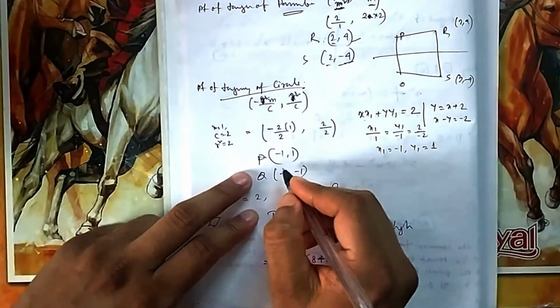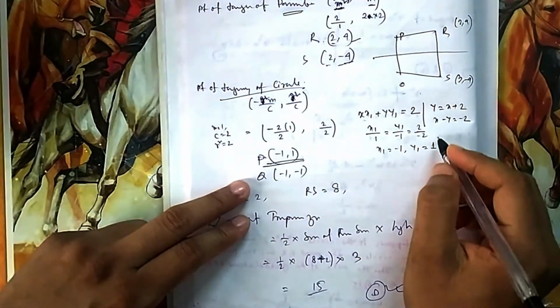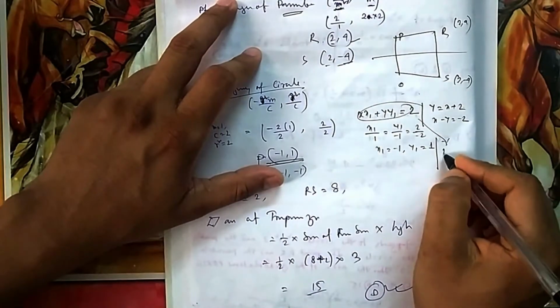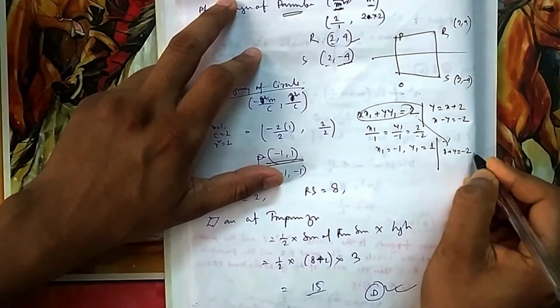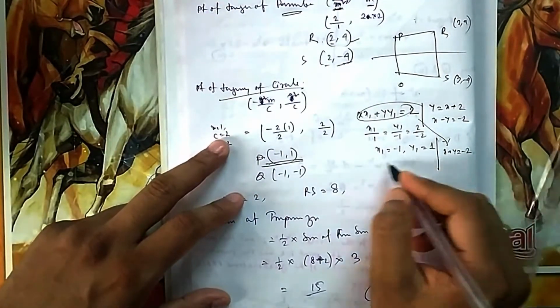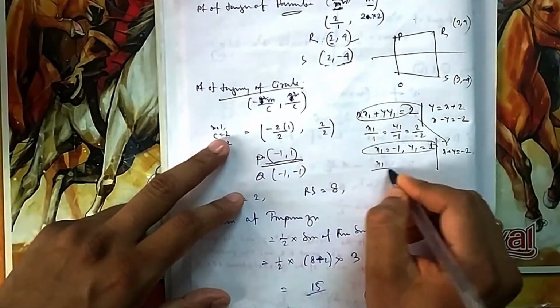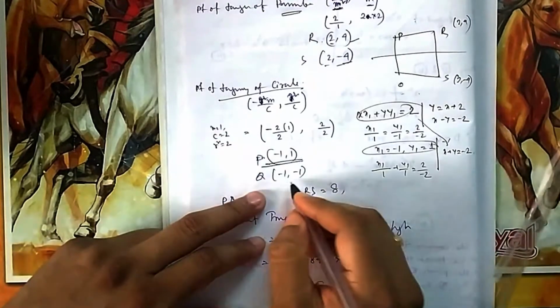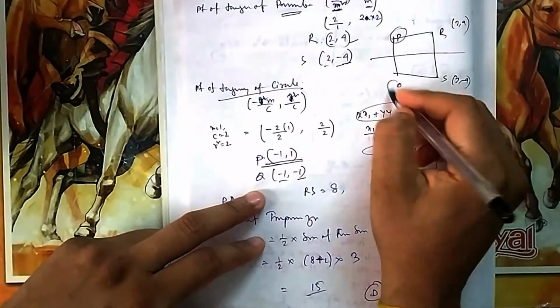So one point will be (-1, 1), and for another point you have to compare this again with another line. The other line is this one, that is x plus y is equal to minus 2. So if you compare again with this one, again x1 by 1 plus y1 by 1 is equal to 2 by minus 2. So again you find both are minus 1. So you know these 2 points also.